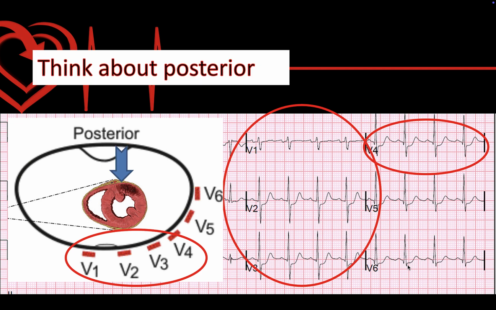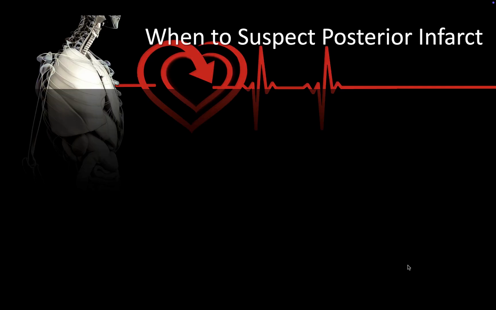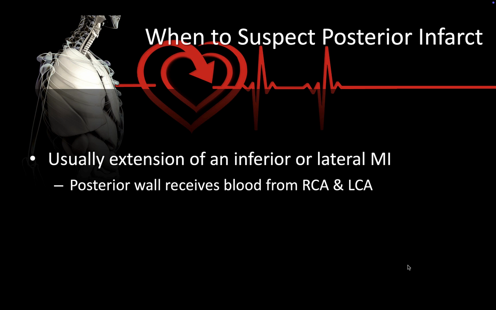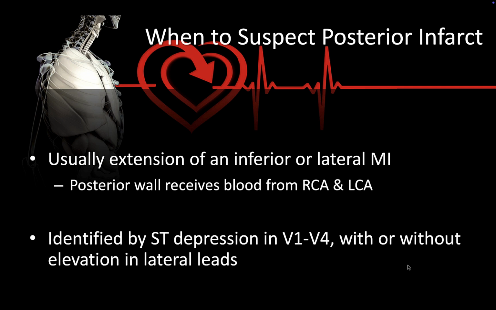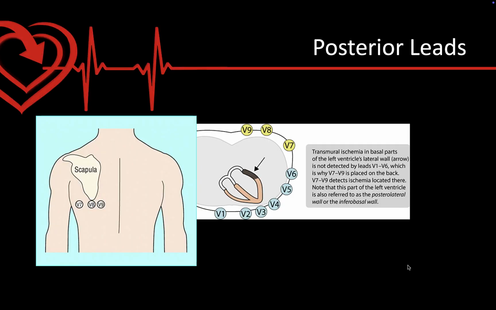If we look at that posterior view, we might be able to see ST elevation, which would help to confirm that. We should suspect a posterior infarct if we have a large inferior lateral MI, if we have the ST depression that I just showed you in V1 through V4. Those are clues, those are hints, but usually a posterior MI is an extension of an inferior lateral MI, and it's not commonly going to be seen in the absence of any other ST elevation, but it's absolutely possible.